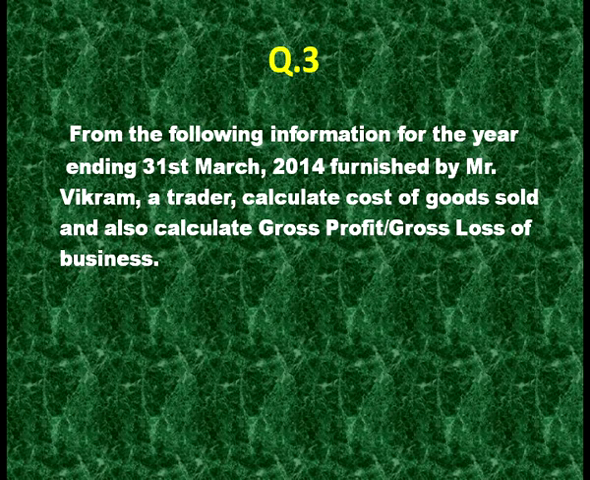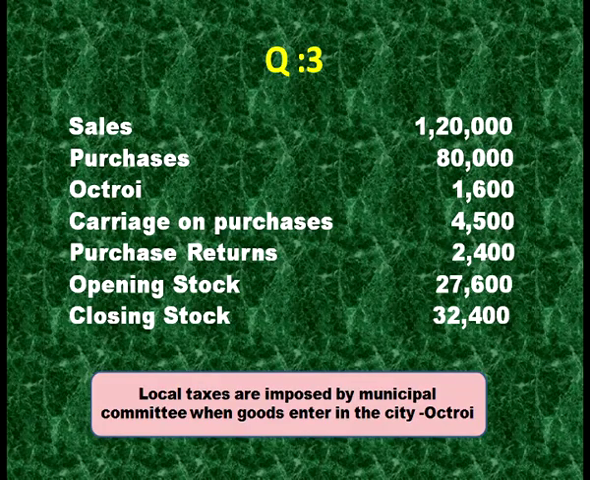Let's see a question. From the following information for the year ending 31st March 2014 furnished by Mr. Vikram, a trader, calculate the cost of goods sold and also calculate the gross profit or gross loss of the business. The given information: sales, purchases, octroi, carriage on purchases, purchases returns, opening stock and closing stock. You would like to know what is an octroi. The local taxes imposed by the municipal corporation when goods enter the city. That amount is called octroi.